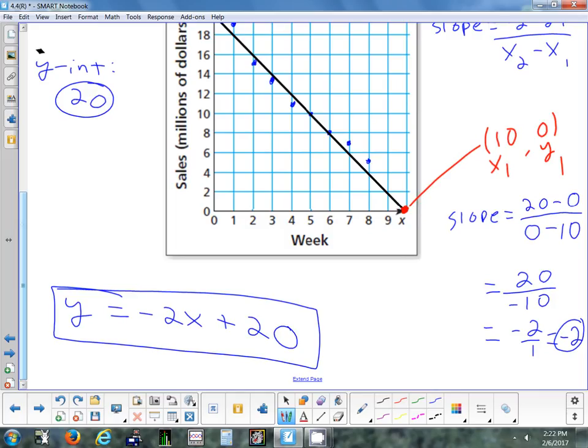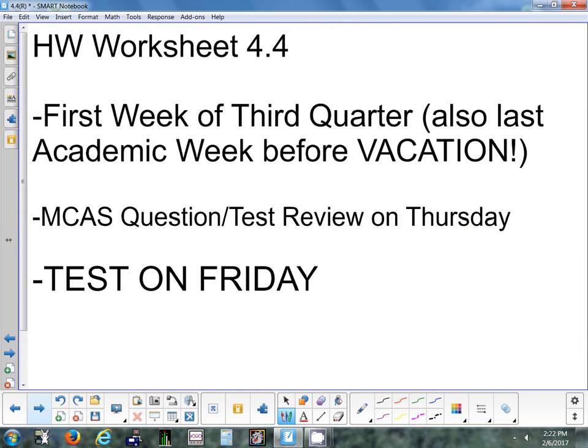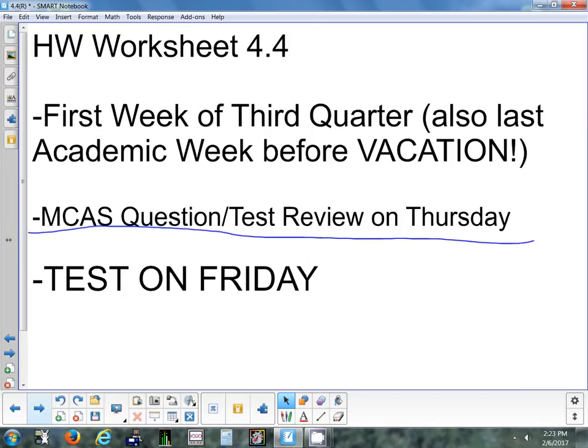All right, so everybody have that equation? All right, perfect. Okay, a couple reminders before I pass out the homework. Brand new term. If you get all your homework in on time, you get 2 bonus points on your final average. So everybody starts fresh with that right now. Last academic week before vacation. Thursday will be our MCAS review. The only thing that could change that is if we have snow or something like that. But even with snow, we'll still have a test on Friday.